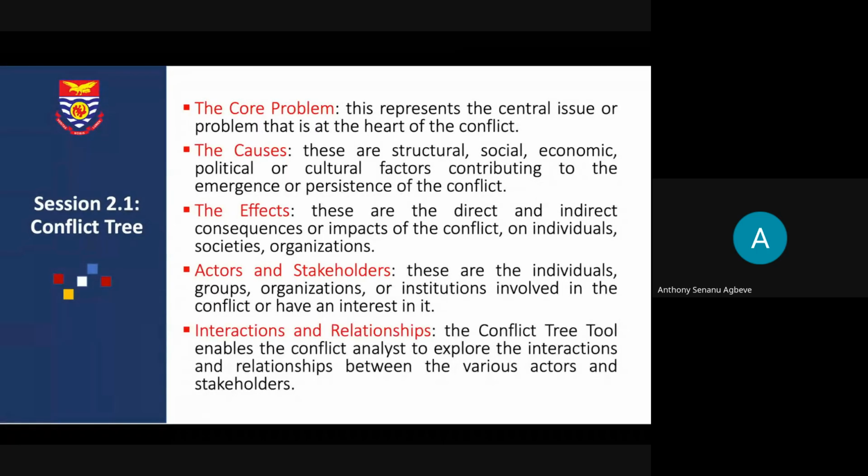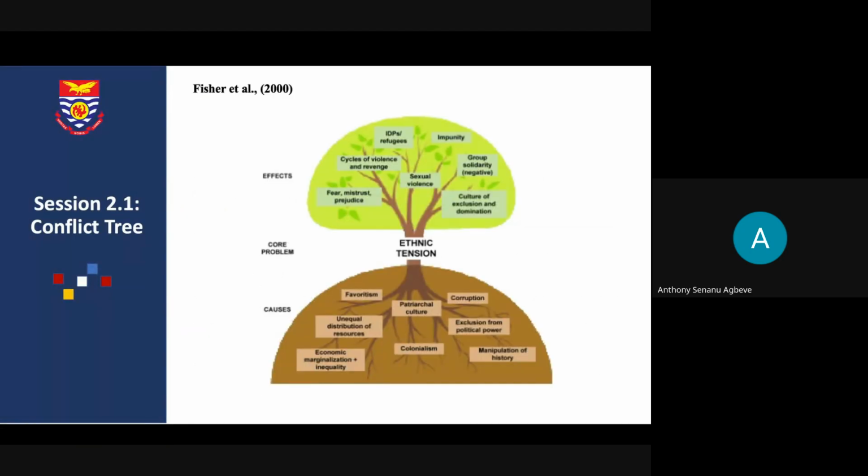So we need to understand the relationship that exists among these two groups, so that if the relationship is overly negative, we need to find a way of diffusing that kind of sentiment, so that both parties come together to be able to understand themselves. Because once the relationship is negative, they cannot interact positively. There will be no positive interaction, right? So we also need to pay attention to the interactions and the relationships that exist among the stakeholders and the actors.